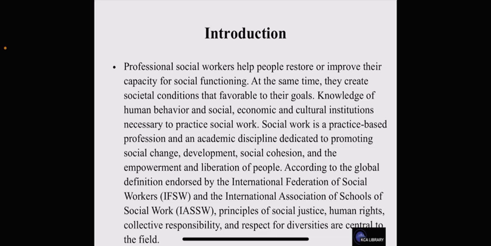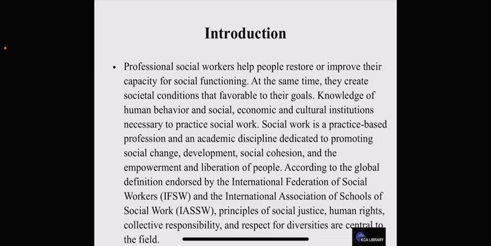We have the introduction of the module, and it is important to know that professional social workers are there to help people restore or improve their capacity for social functioning. At the same time, they also create societal conditions that are favorable to their goals. And what is this goal that we are talking about? The main aim, the main objective, the main focus of a social worker is to restore or improve the capacity of social functioning. That's the main aim. Although there might be other difficulties, their main aim is to improve their capacity for social functioning.